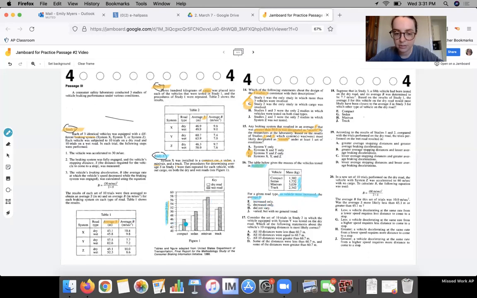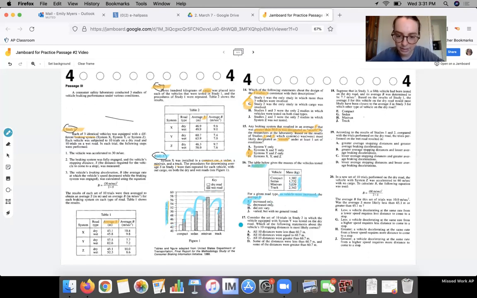Increase, increase, decrease. I see increase, I see increase, I see decrease. So they follow the same relationship. As mass increases, S also increases. So our answer for 16 should be F. They are following the same pattern. When one goes up, the other one also goes up. When one goes down, the other one also goes down.